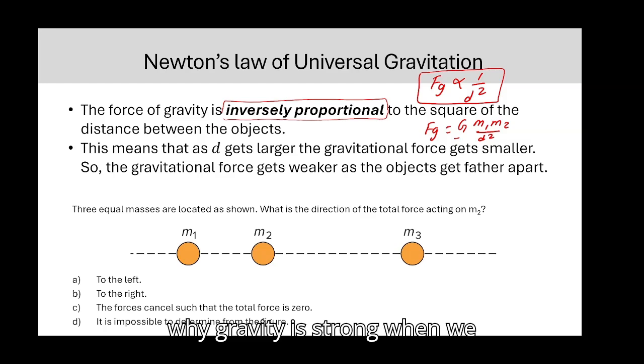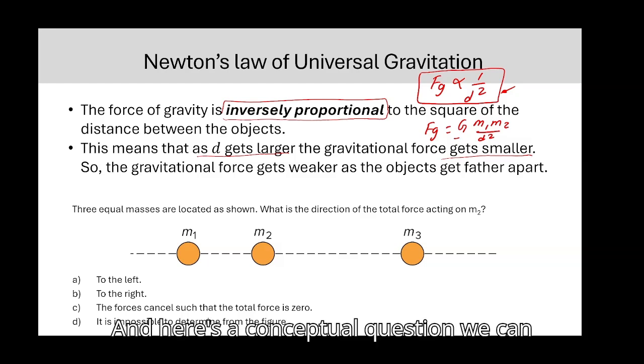This is why gravity feels strong when we stand on, for example, Earth's surface, but is very weak when we are far away in space. Since it's inversely proportional, the force will decrease as the distance between the objects is increased. As d gets larger, gravitational force gets smaller.